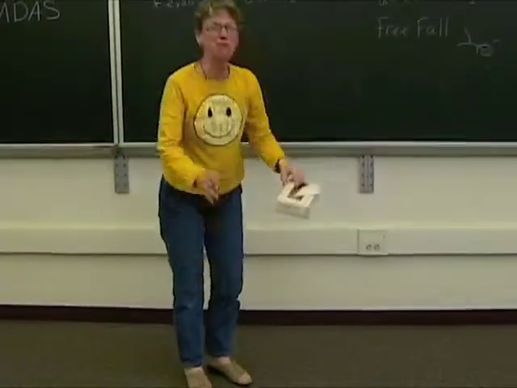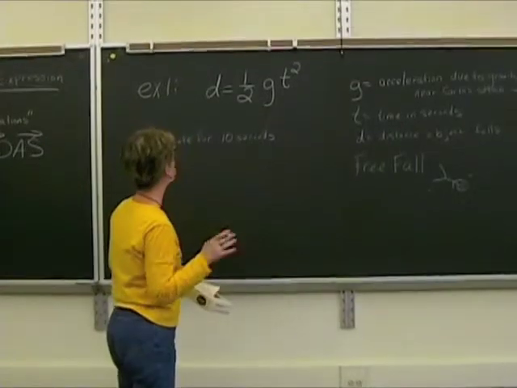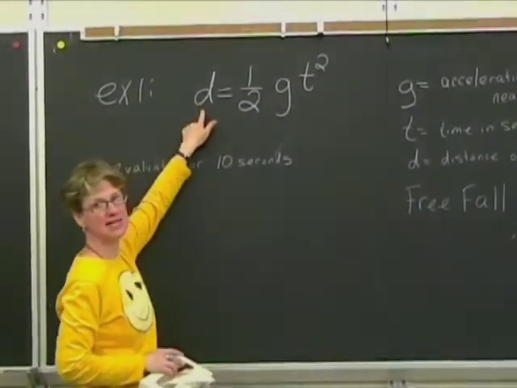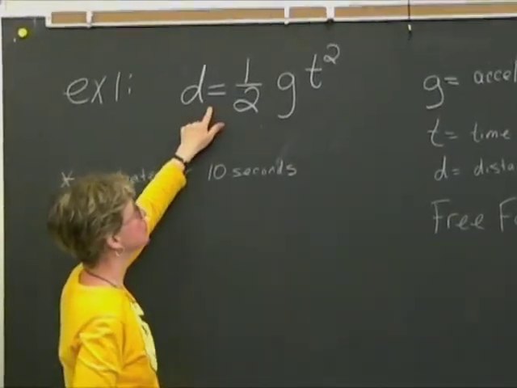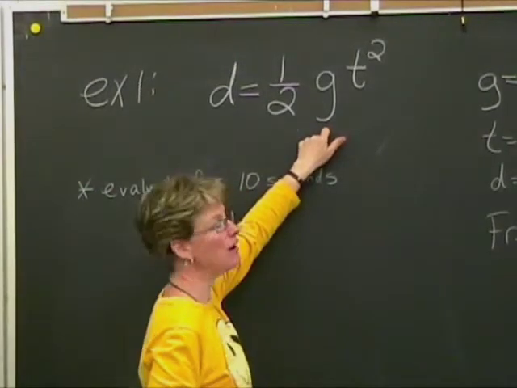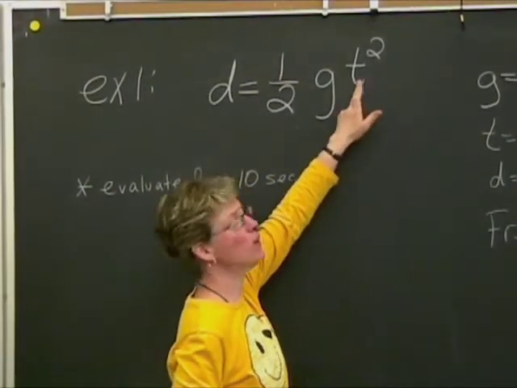This can be described mathematically. This is what we have. Formula. The distance that it will fall is equal to 1/2 of g, which is the gravitational constant, times the number of seconds that it's falling squared.